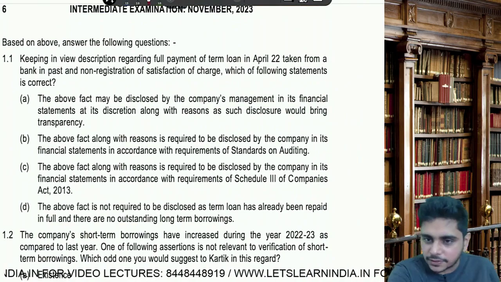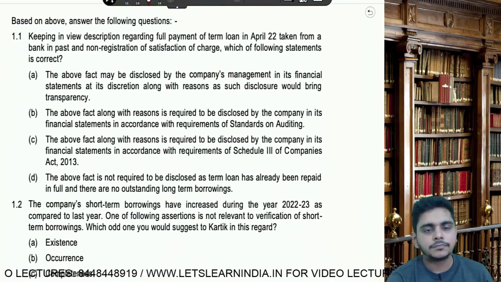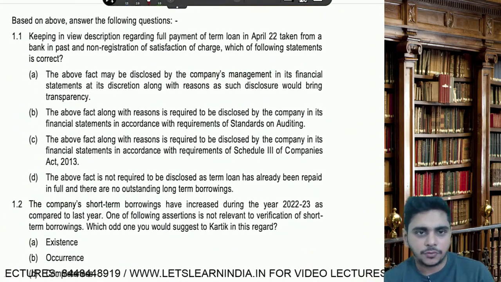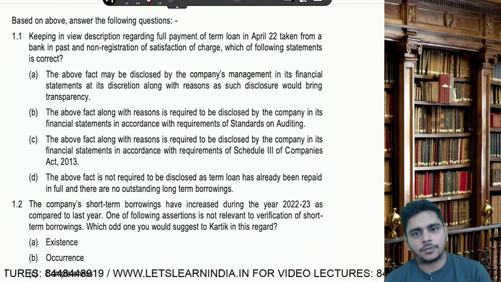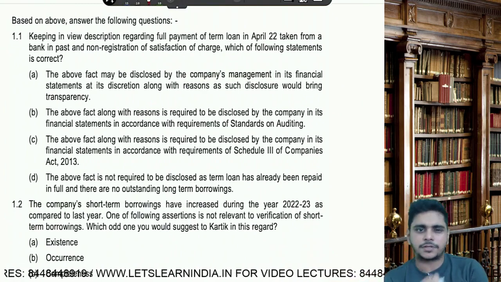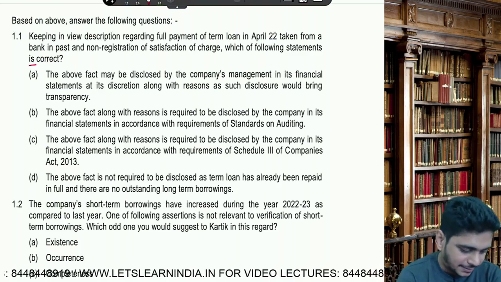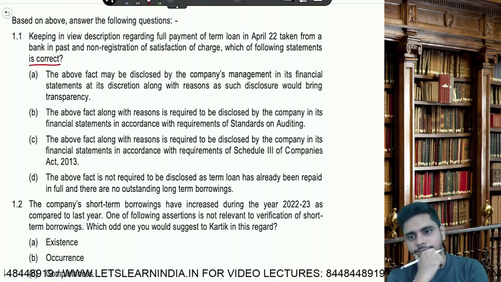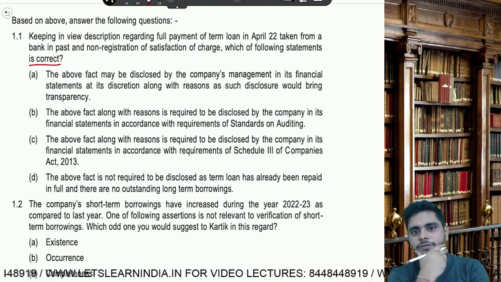Based on the view, you have to answer this. Keeping in view the description regarding full payment of a term loan taken from a bank in the past and non-negotiation of satisfaction of charge, which of the following is correct? Read and tell me. Which of the following is correct?